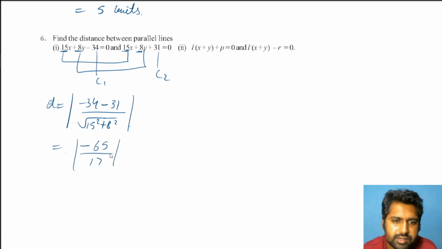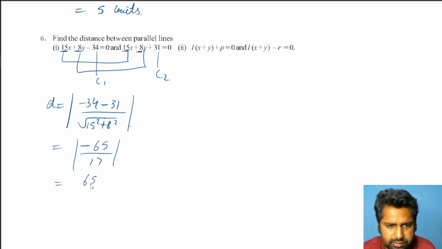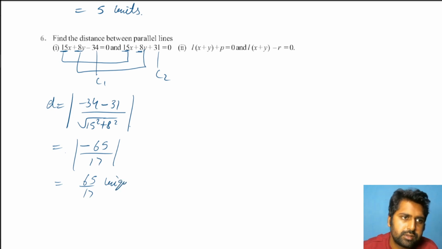So 17 comes here. If you take the modulus of a negative quantity, it becomes positive. So 65 by 17 units. I'm writing.